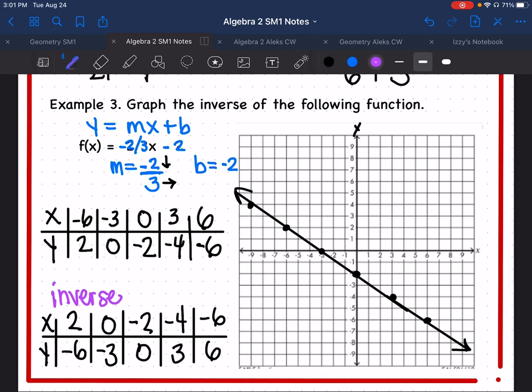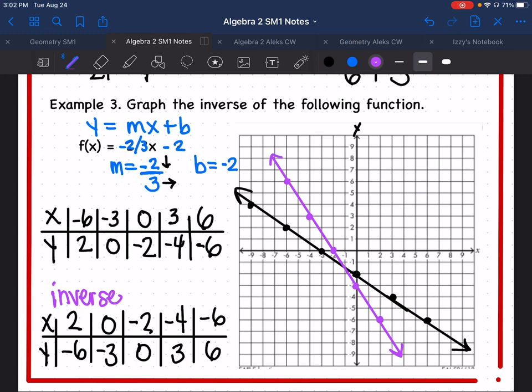Now I'm going to plot my points in my inverse, and I'm going to switch to my purple pen so that you can see them. So 2, -6, 0 and -3, -2 and 0, -4 and 3, and -6 and 6. There we go. I'm going to connect them together. I still got a line.